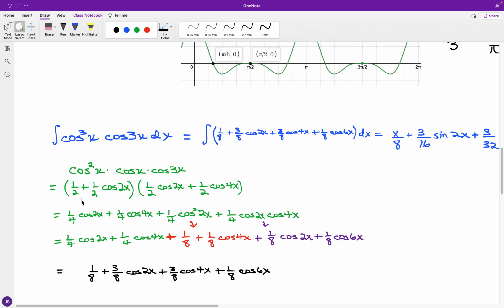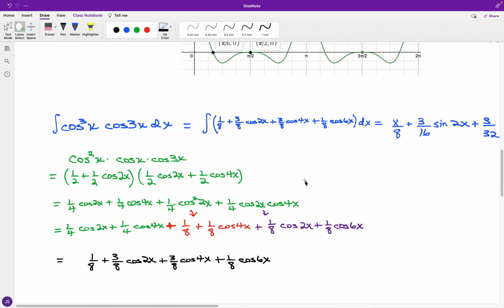And looking at multiplying what we have throughout, with the first product we have 1/4 of the cosine of 2x plus 1/4 of the cosine of 4x. Next product, we have 1/4 of the square of the cosine of 2x. And then we have 1/4 of the cosine of 2x times the cosine of 4x.